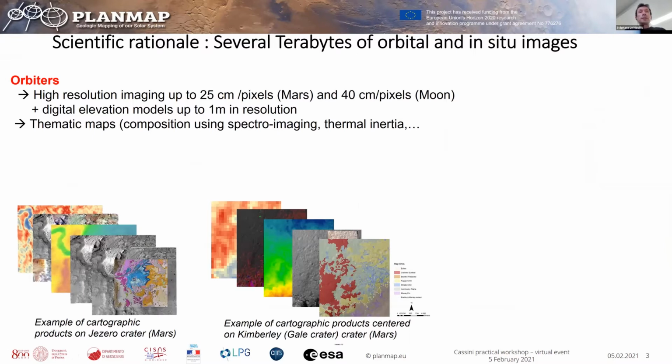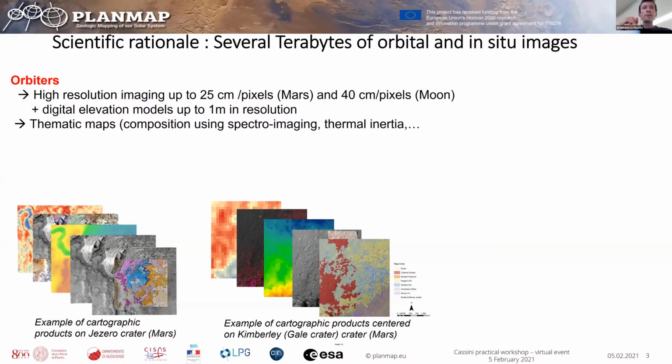So just to start with, why do we care about virtual reality? In fact, I guess that a lot of people have seen this week that we have a lot of data to process, and in particular, we have several terabytes of orbital images taken in particular on the case of Mars and the Moon, with images which have a resolution which can be as low as 25 centimeters per pixel on Mars and 40 centimeters per pixel on the Moon. So this is really, really precise.